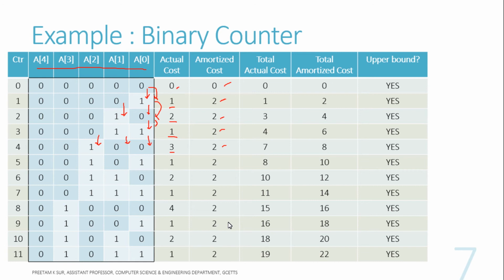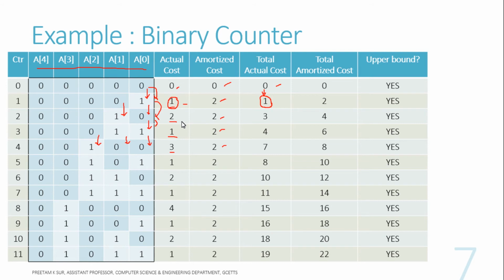The condition was that the total actual cost has to be upper bounded by the total amortized cost. Now let us see what the total actual cost is after each increment operation. Initially the total cost was 0. After the first call, the actual cost is 1, so this 0 plus this 1 is your new total actual cost, which is 1.